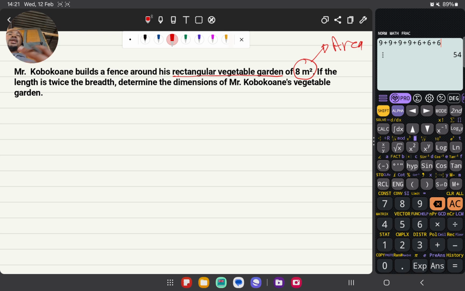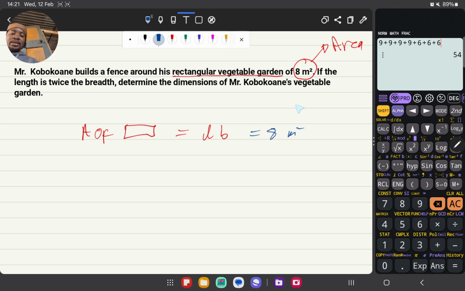So this one, yeah, it's a no-brainer. First thing first, you think area of a rectangle. Area of a rectangle is what? Length times breadth. So it's length times breadth, which in this case is 8 meters squared, right? Meters, need to raise that, meter squared.